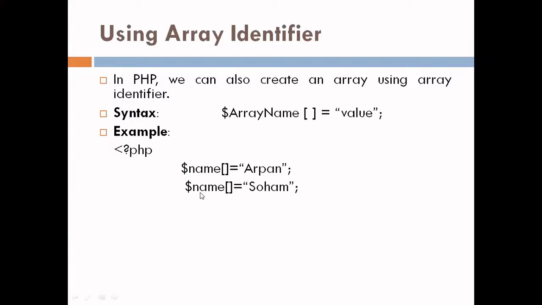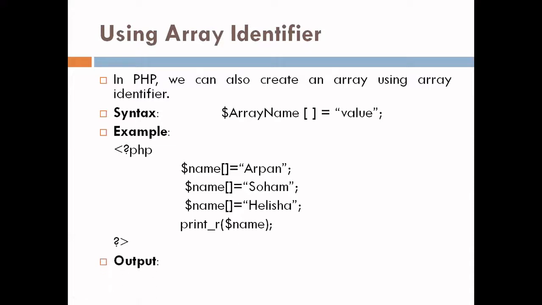Then second, $name[] = "Soham". So Soham will be my second element. It will be stored at, sorry, index number 1. $name[] = "Helisha". So Helisha will be my third element and it will be stored at index number 2. Now I'm using the print_r function on $name. Again, it will be used to print the array elements, and closing PHP tag.